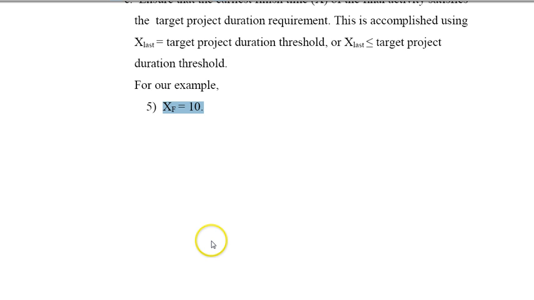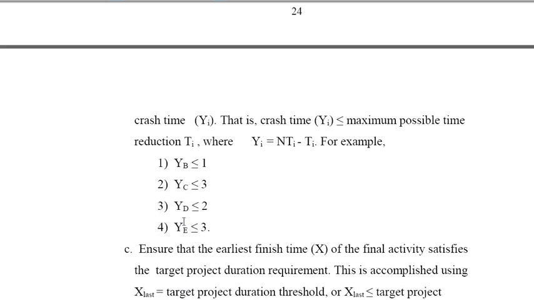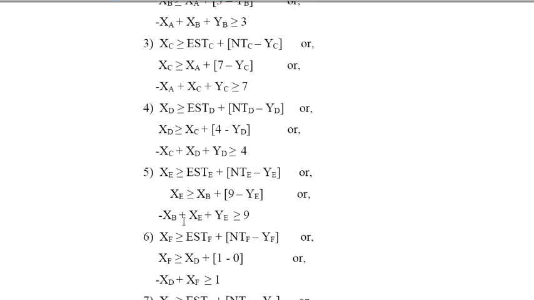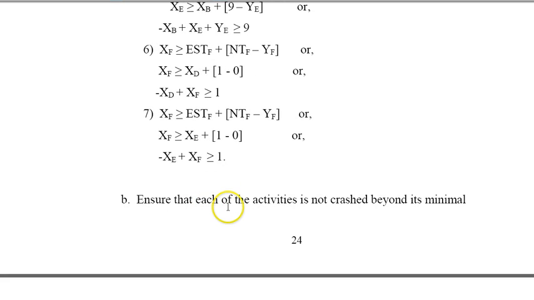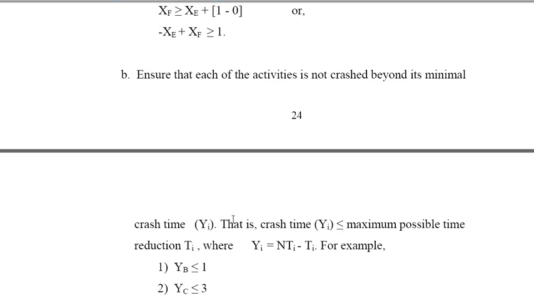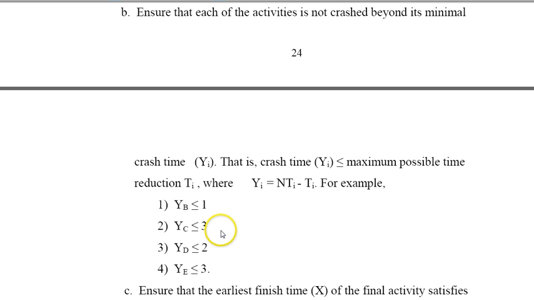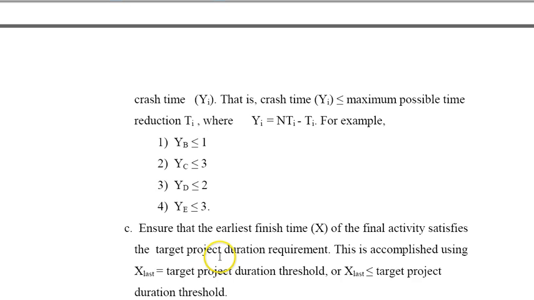Okay, and so put all of these together, run it in Excel as a linear program, and then I will get my values for YA, YB, YC, YD, YE, YF, and then that would determine for me the minimal cost to achieve the 10-day duration for this project.